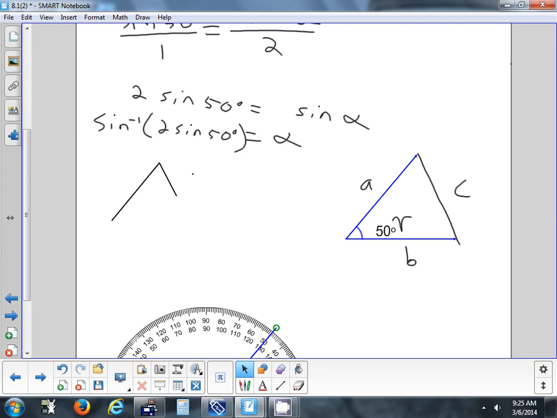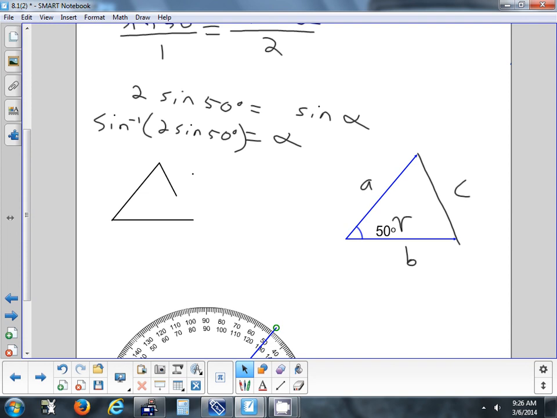And B, I have to keep horizontal, otherwise that angle wouldn't be 50. But B can be any length I want. I can make it short, long, whatever I want to do. So here's B. Why can't I get a triangle out of that? Yeah, C will never reach.